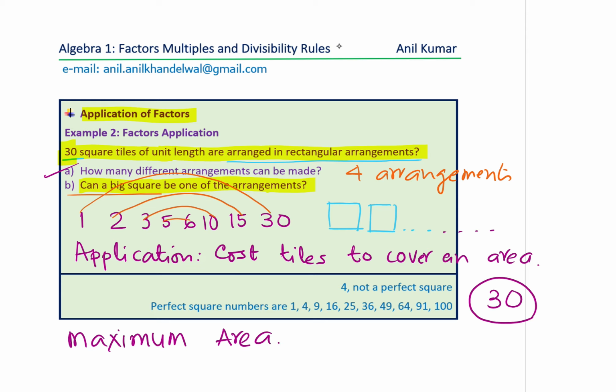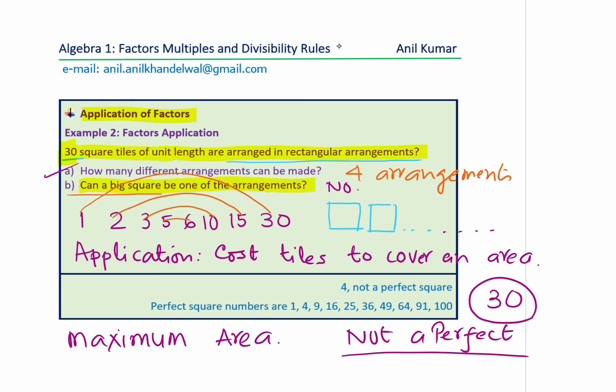Now, 30 is not a perfect square, right? So, therefore, we cannot make a square. So your rectangle will not be a square, right? The sides, length and width, will be different using these 30 tiles, all of them together. You get the idea, right? So not a perfect square, and therefore the answer here is no.